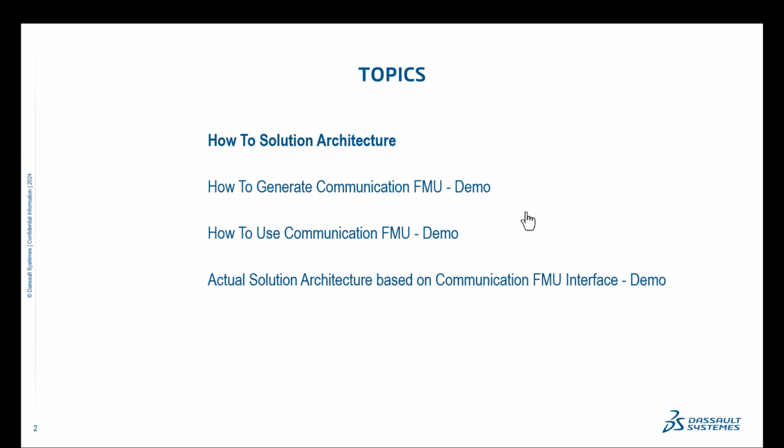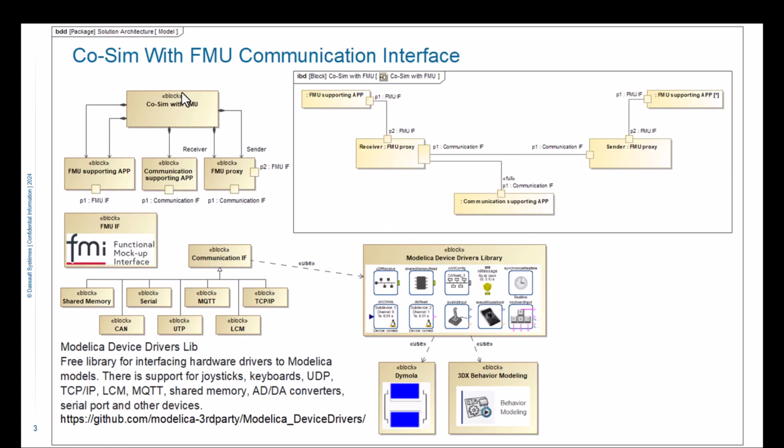So first of all, the solution architecture. Then we will cover the generation of the FMU, the communication FMU. It's like a proxy demonstration. Then we will cover a demonstration of how to use an FMU in general. If you don't know how to do it, we'll show how to do it. And also we'll show a sample architecture of an actual solution. So first of all, the communication interface, what is that?